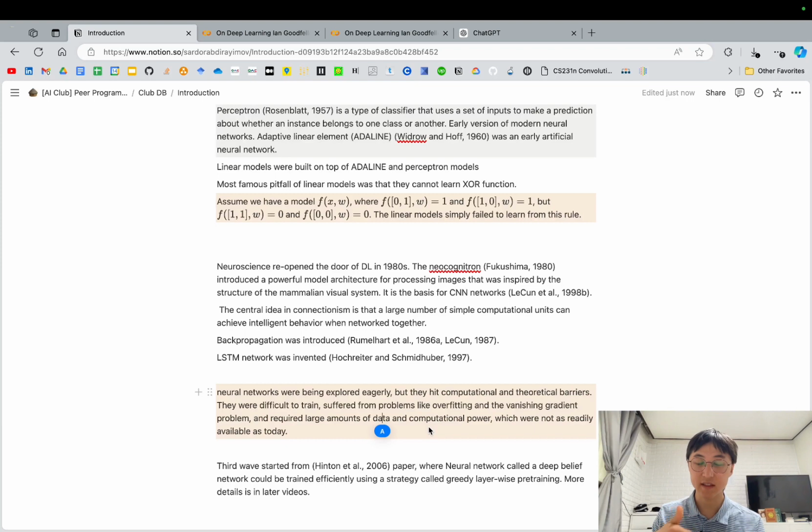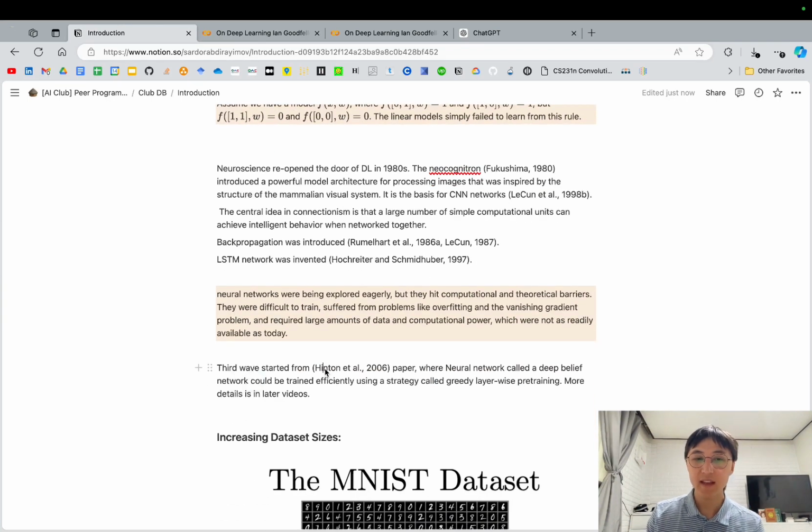And that started the second winter, between the 1990s and 2006. In 2006, the third wave started with Hinton et al. Hinton and his colleagues wrote a paper where neural networks called deep belief networks could be trained efficiently using a strategy called greedy layer-wise pre-training. After that, he proved that neural networks can be trained and we can create intelligent systems. That gives motivation to the current status of AI.